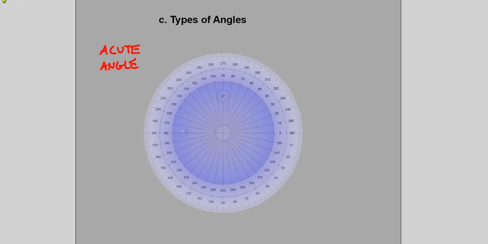Okay, types of angles. So first you have an acute angle. So this is an inequality sign. It means less than. So it points to the smaller number, opens to the larger number. So an acute angle, by definition, is greater than 0 degrees. I'm going to call the angle that I'm talking about X, and it has to be less than 90 degrees.